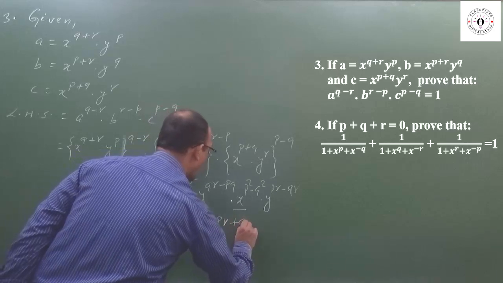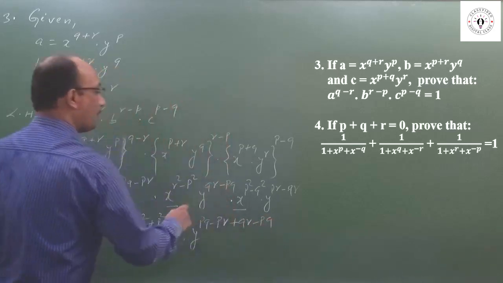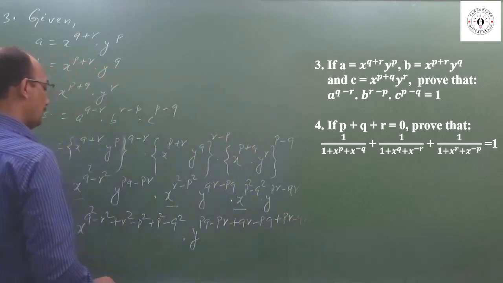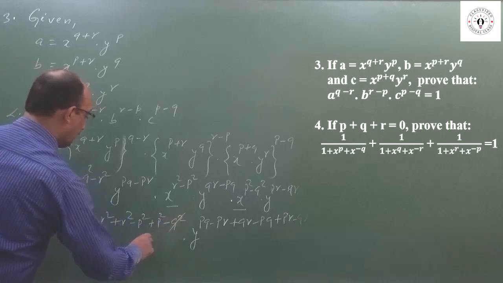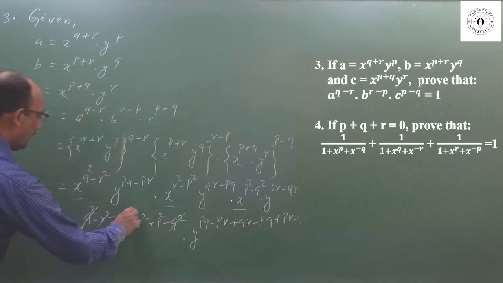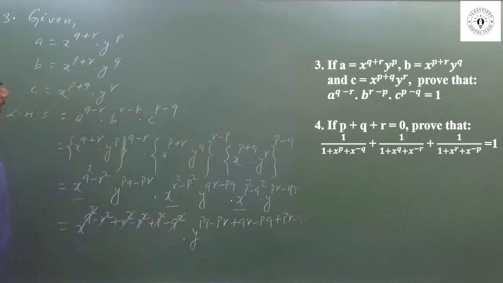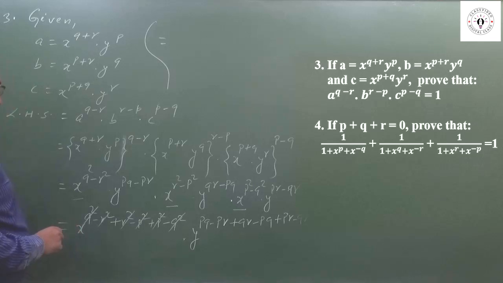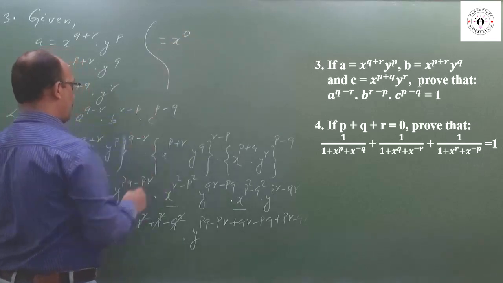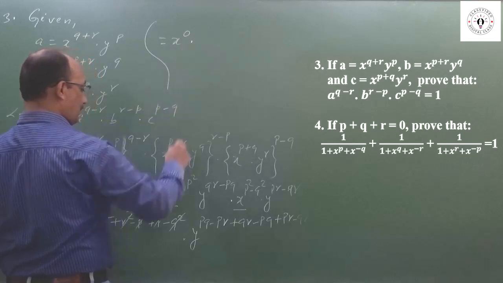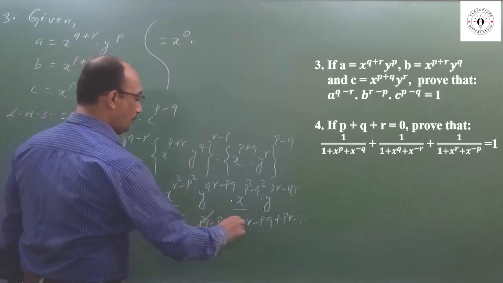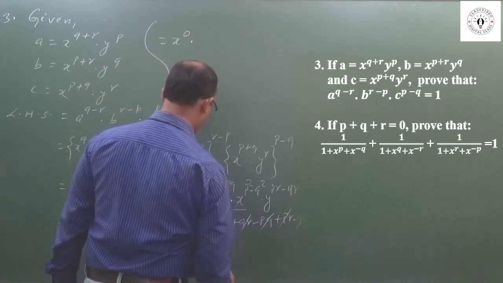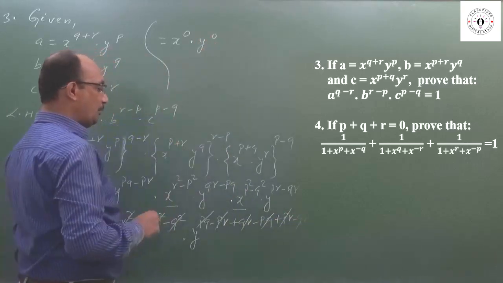plus qr minus pq plus pr minus qr. Now look here: minus q square plus q square cancel, minus r square plus r square cancel, minus p square plus p square cancel. So if everything is cancelled, what is left? 0. So this becomes x to the power 0 into, here, plus pq minus pq cancel, minus pr plus pr cancel, plus qr minus qr cancel. This becomes y to the power 0.